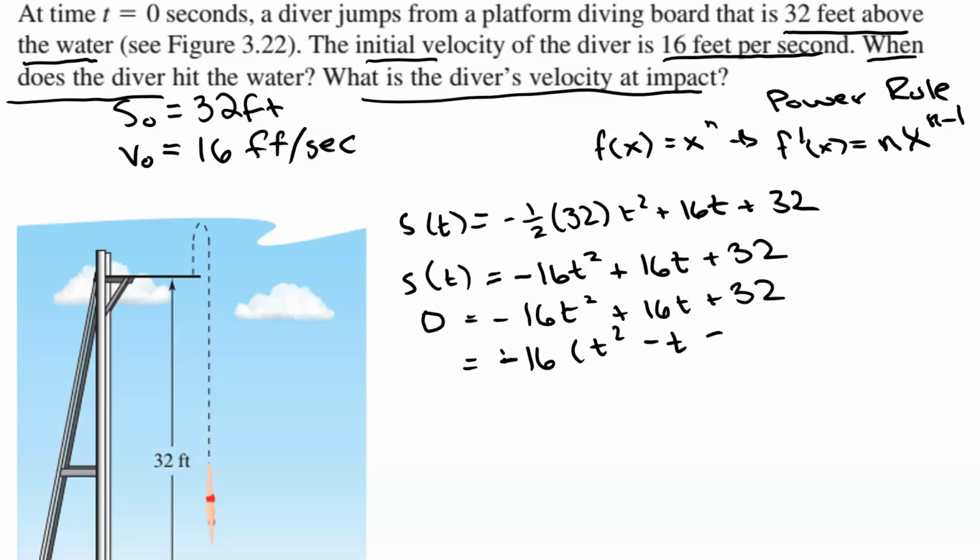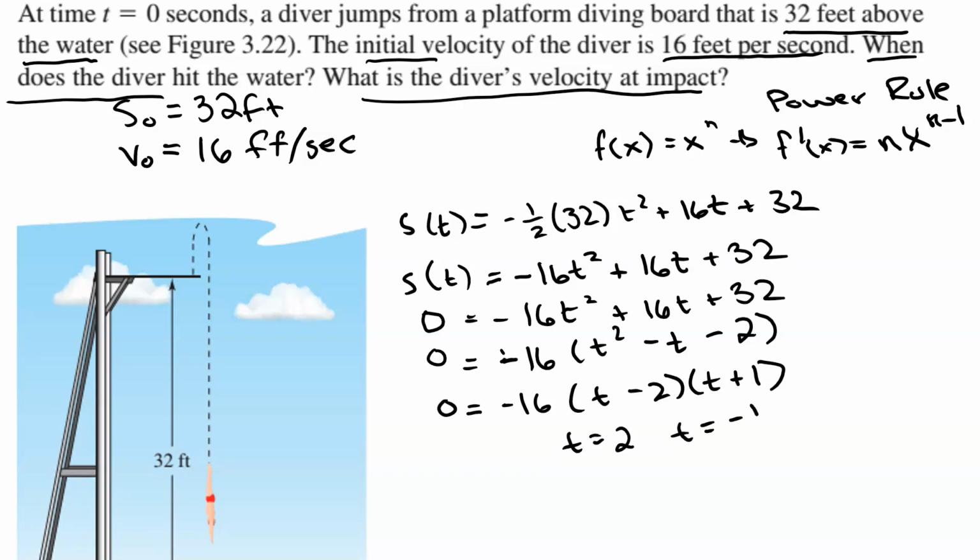That'll leave us with this expression, which is factorable to t minus 2 times t plus 1. So s of t equals 0 when t equals 2 and t equals negative 1. We're not looking back in time, so it's going to hit the ground when t equals 2 seconds. Our diver is going to hit the water when t is 2 seconds.